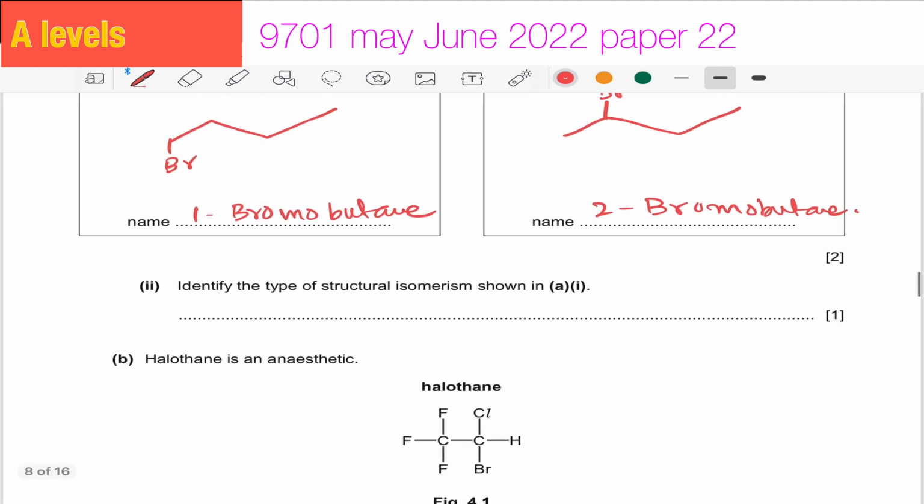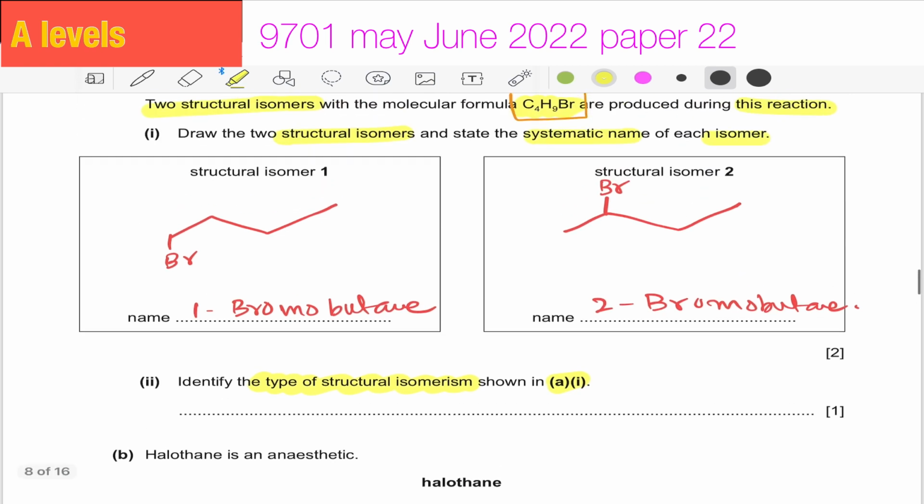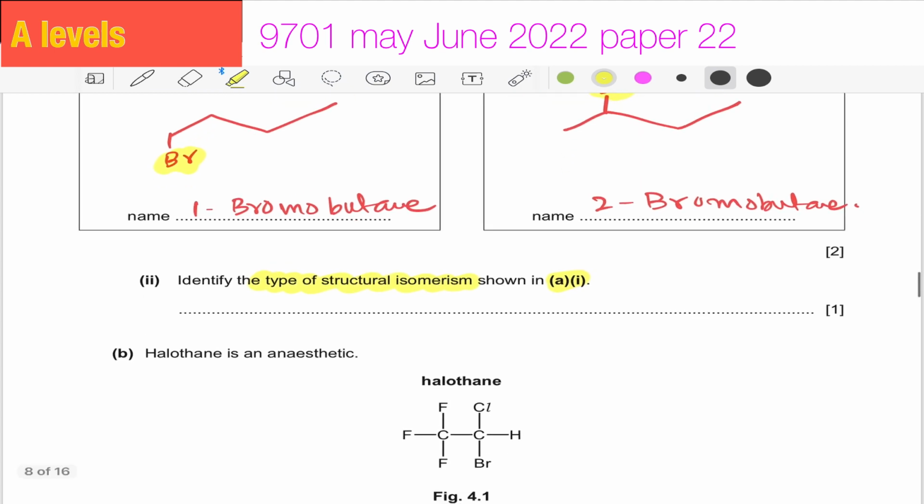All right, now the next type of question is identify the type of structural isomers shown in A1. We have studied 3 different types of structural isomers: chain isomers, position isomers, and functional isomers. Because in these 2 isomers, the position of the Br group is changing. In the first structural isomer, Br is on the first carbon atom, and in the second structural isomer, Br is on the second carbon atom. So that means they are positional isomers, or position isomers. So the type of structural isomer is positional isomers.